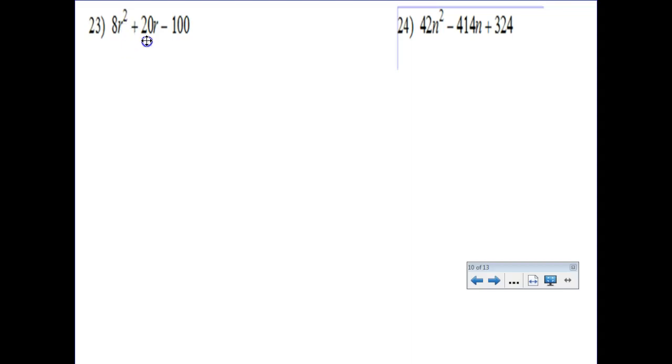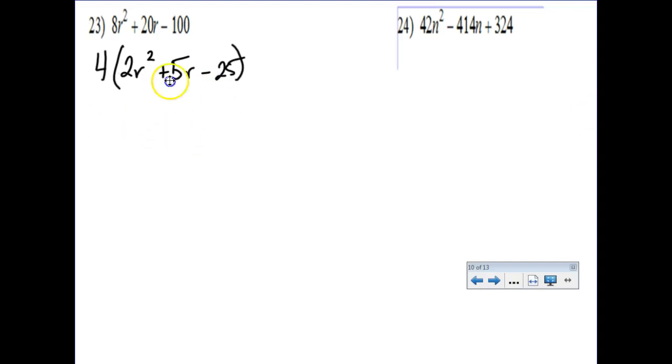Let's see. Oh boy, 8, 20, and 100 all are divisible by 4. So you can't factor it out and then remove the 4 from the question, but you can factor it out and leave it in front of the quantity. So this becomes a 2r squared plus 5r minus 25. I don't know why that took me forever, but it did.